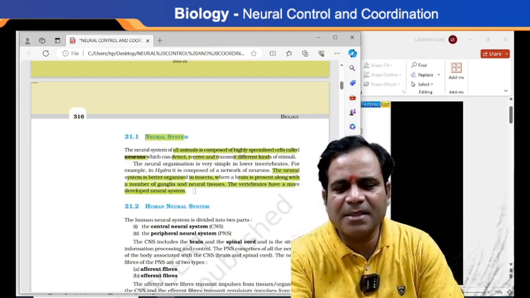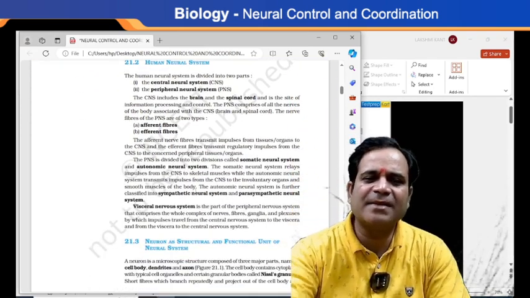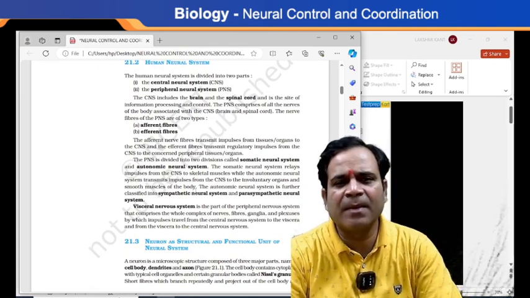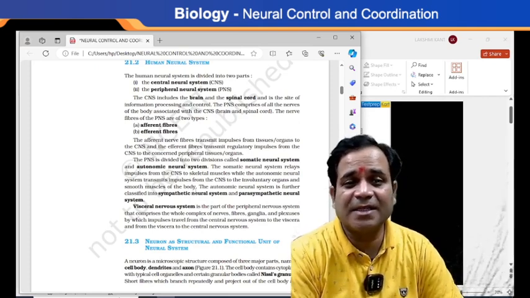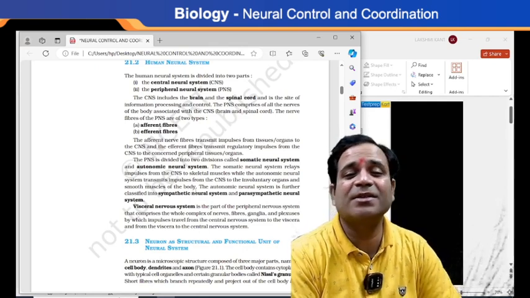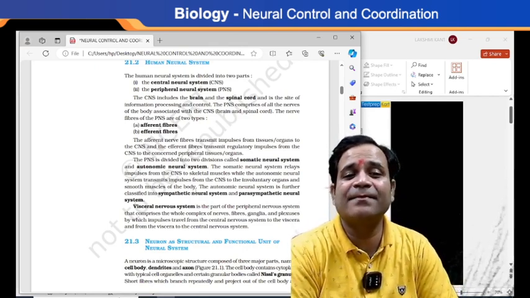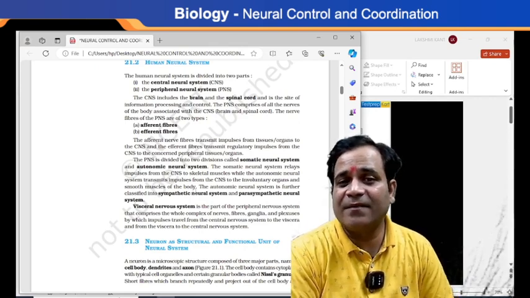So the nerve fibers of the PNS are basically of two types: afferent fibers and efferent fibers. So see what I'm saying, afferent fibers. Afferent fibers are such fibers which are responsible to collect all the messages, also the impulses, from tissues or organs to the CNS.